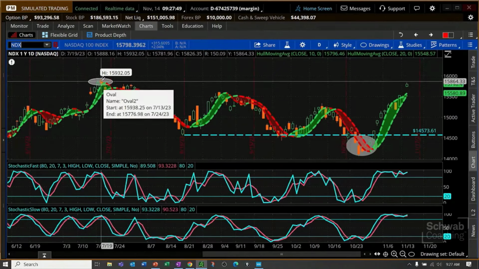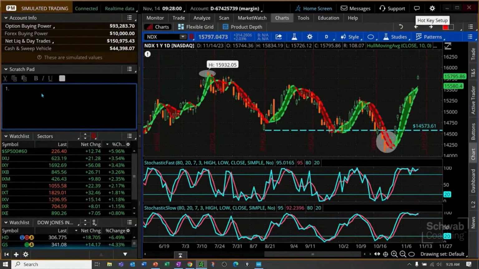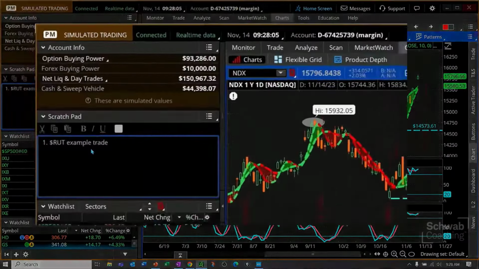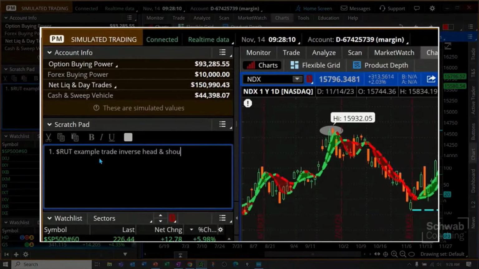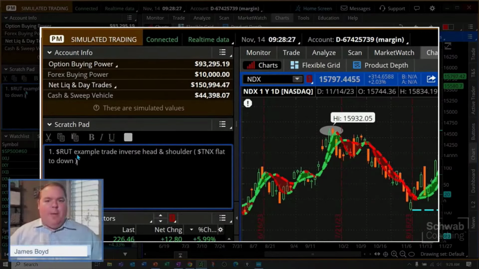So let's cap this and go back to something real quick. I want to make sure you're grabbing what we're saying. Number one is the Russell example trade, and this one had that inverse head and shoulders. The thesis behind this trade is TNX flat to down. Could the Russell start to bounce back, as those small cap companies could bounce back as the cost of financing becomes a little less and the outlook of rates rising becomes a little bit less? Could that help the small caps?